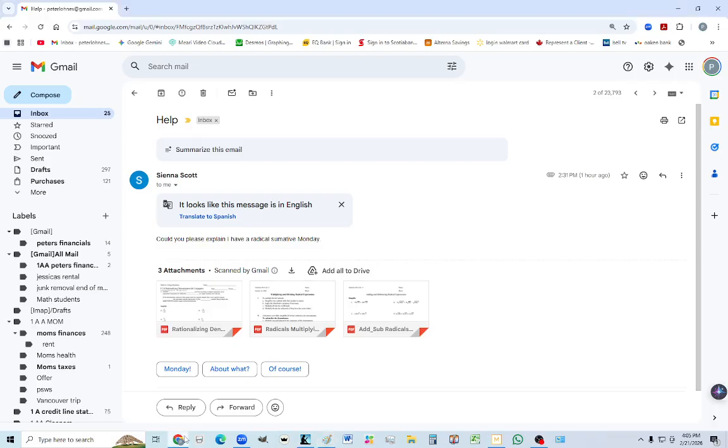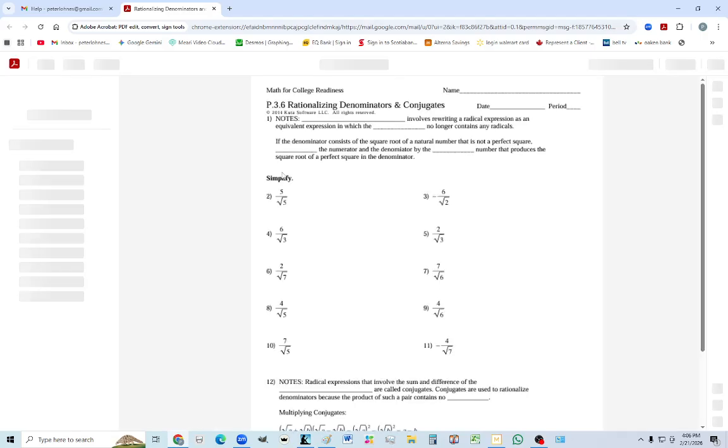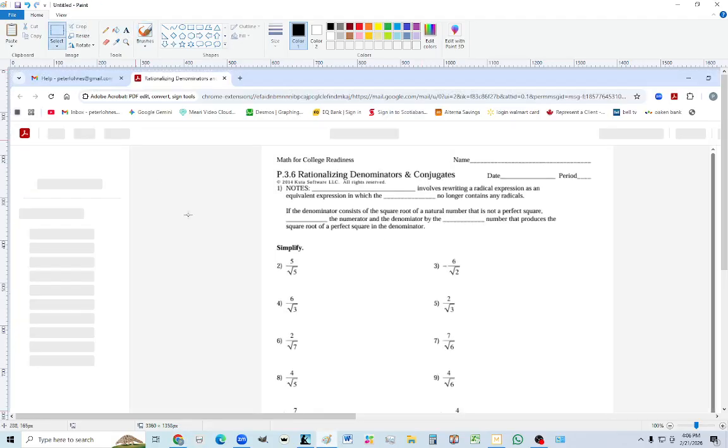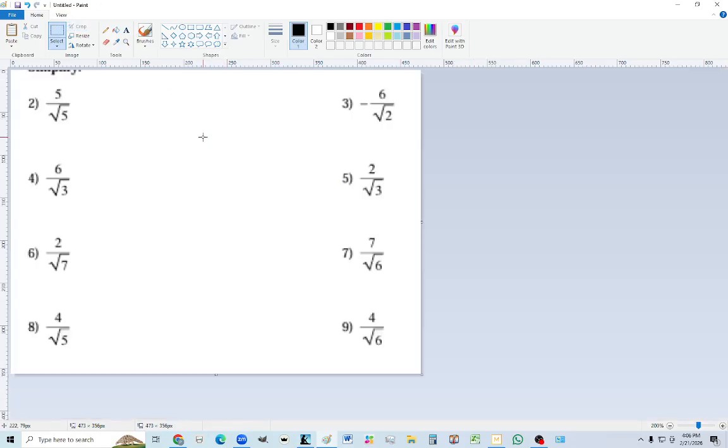So if we look at these, it's the same idea. Notice this one's rationalizing the denominator. So we want to get rid of the square root at the bottom and then simplify. I won't do them all, but I'll give you maybe the tough ones. These are all easy, the ones I've highlighted.